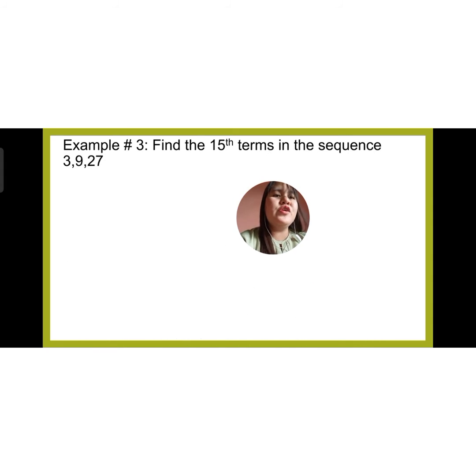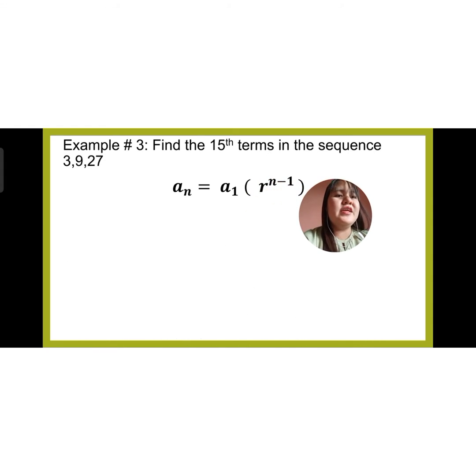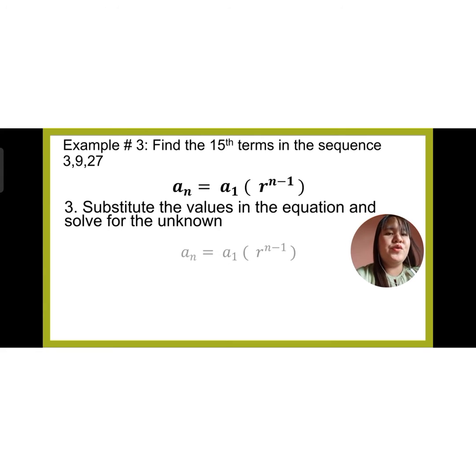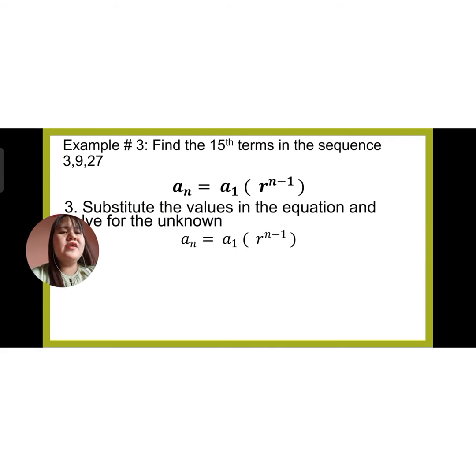Okay, so for the third step, gamitin natin yung ating formula. We are going to substitute the value in the equation and solve for the unknown. So, given a sub n equals a sub 1 multiplied by the quantity of r raised to n minus 1. So, si n pinalitan na natin, which is 15.